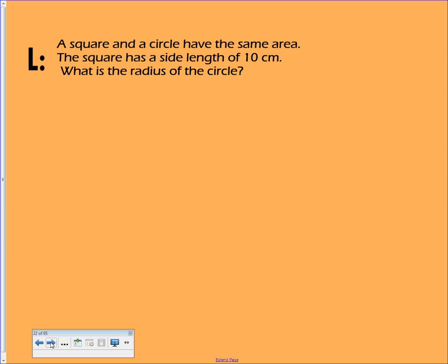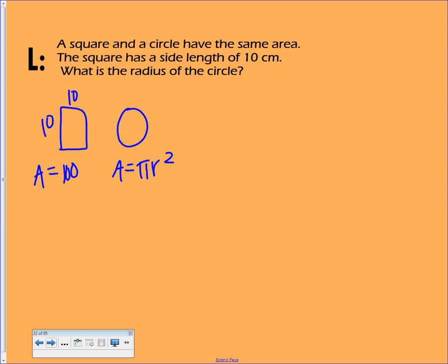An example L, little story problem. A square and a circle have the same area. So I'm just going to draw a square and a circle. The square has a side of length 10. What is the radius of the circle? Well, I know my area of a circle is pi r squared. And if I know the square has a side of 10, then I know my area is 100 because you just do 10 times 10.